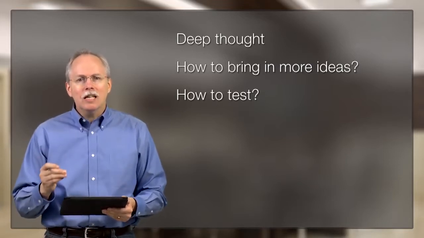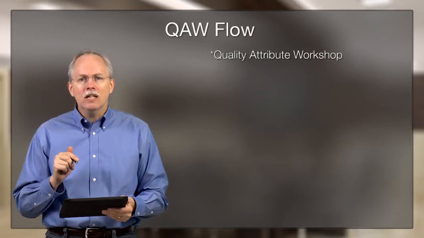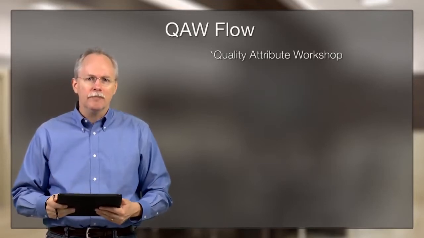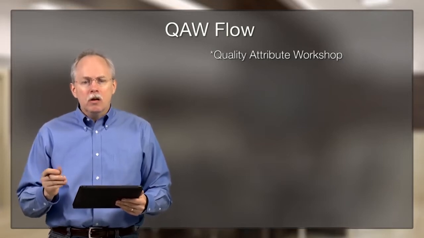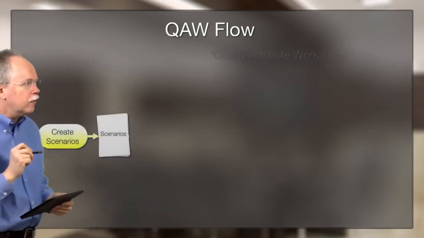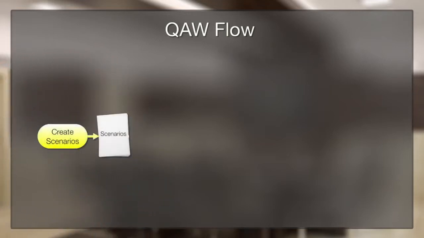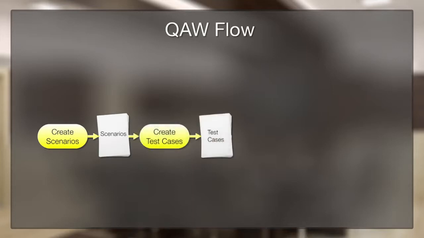Well, one great technique to help all this out is something called QAW, or Quality Attribute Workshop. What the Quality Attribute Workshop does is say, you know what, we're going to start off with those scenarios that we had. Remember those scenarios we had? Those scenarios were things that we created to help us understand what those quality characteristics really are. From those, we're going to create a bunch of test cases.